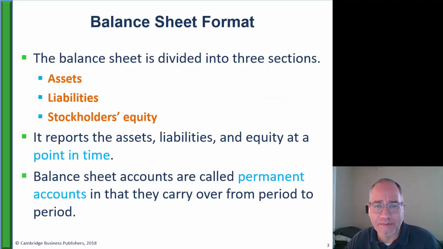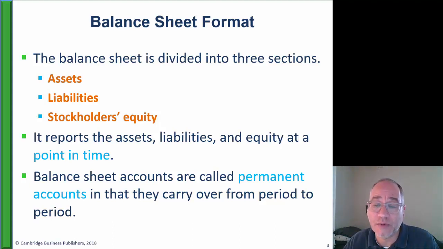So we have the balance sheet, and the balance sheet, as I said before, has three sections: assets, liabilities, and stockholders' equity, and it's all as of a certain point in time. Usually December 31st. If the company has a different fiscal year, then it would be whenever the fiscal year begins and ends, but it's going to be December 31st at the stroke of midnight.